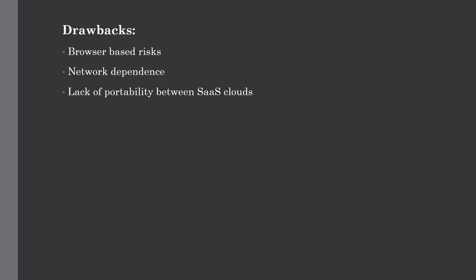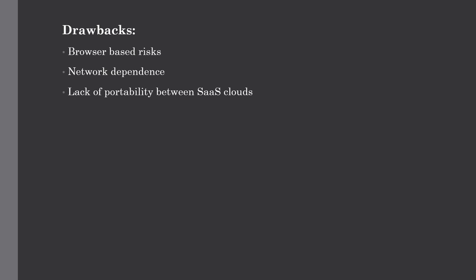But there are several issues associated with the SaaS model that I have given here. The first one is browser-based risk. If the customer visits a malicious website and the browser becomes affected, then subsequent access to the SaaS application might compromise the customer's data. So it will affect the security of the data that you have stored on the SaaS application. To avoid such risk, the customer can use multiple browsers and dedicate a specific browser to access SaaS applications, or can use a virtual desktop while accessing the SaaS applications.